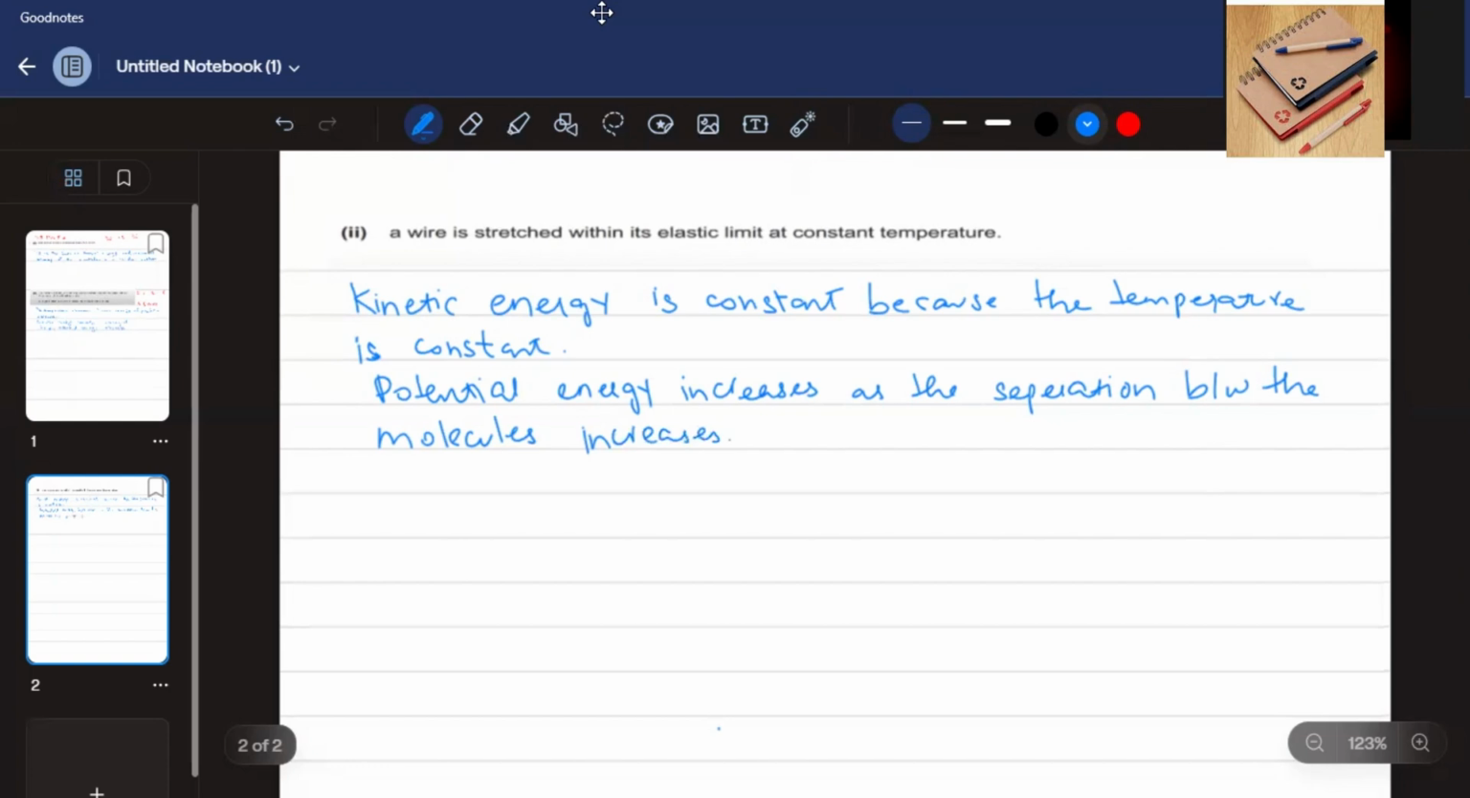So for this case, where the kinetic energy is constant, the internal energy only depends on the potential energy of the particles. And when the potential energy of the particles increases, simultaneously the internal energy of the molecules also increases. Hence, internal energy increases.